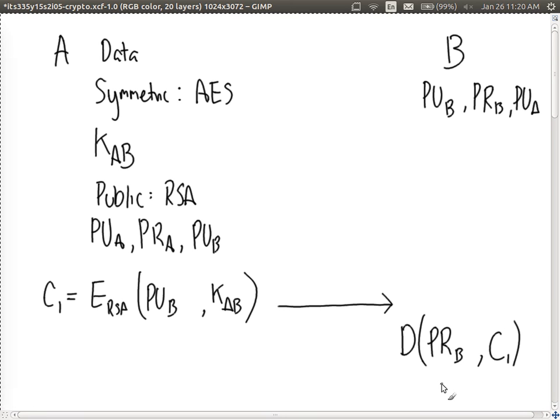They receive a message encrypted with public key encryption. They'll try to decrypt it with their private key. Who knows PRB? Only B. Therefore, only B can decrypt. And that successfully decrypts because the corresponding keys in the pair were used for encrypt and decrypt. So we get as an output the original plain text. What was the plain text? KAB.